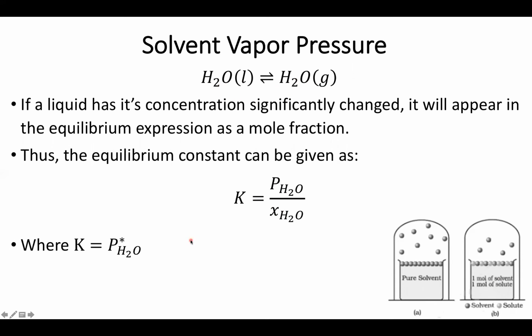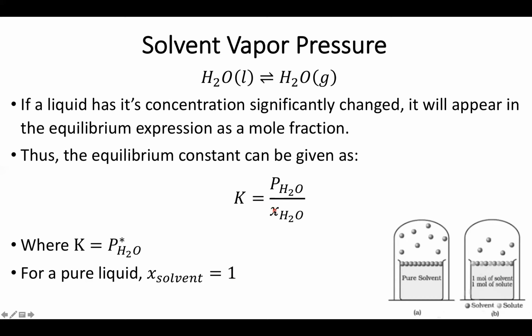So if I've got a pure liquid, my equilibrium constant for this reaction will stay fixed, as the Gibbs free energy of this reaction will not change, and it will still be the vapor pressure of the pure liquid, where the pure liquid is represented by this star. Now, if I've got a pure liquid, what ends up happening is that my mole fraction is going to be 1, because all of my substance is the liquid.